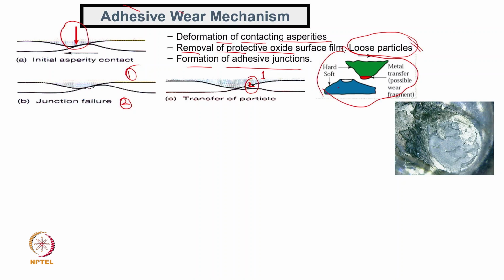This is the soft material in blue color, and the green color is the hard material. The transferred material is not shown in blue even though it should be, because once it gets removed, there is a possibility of oxide formation or some other chemical composition. So, it may be slightly different from the composition of the blue material.